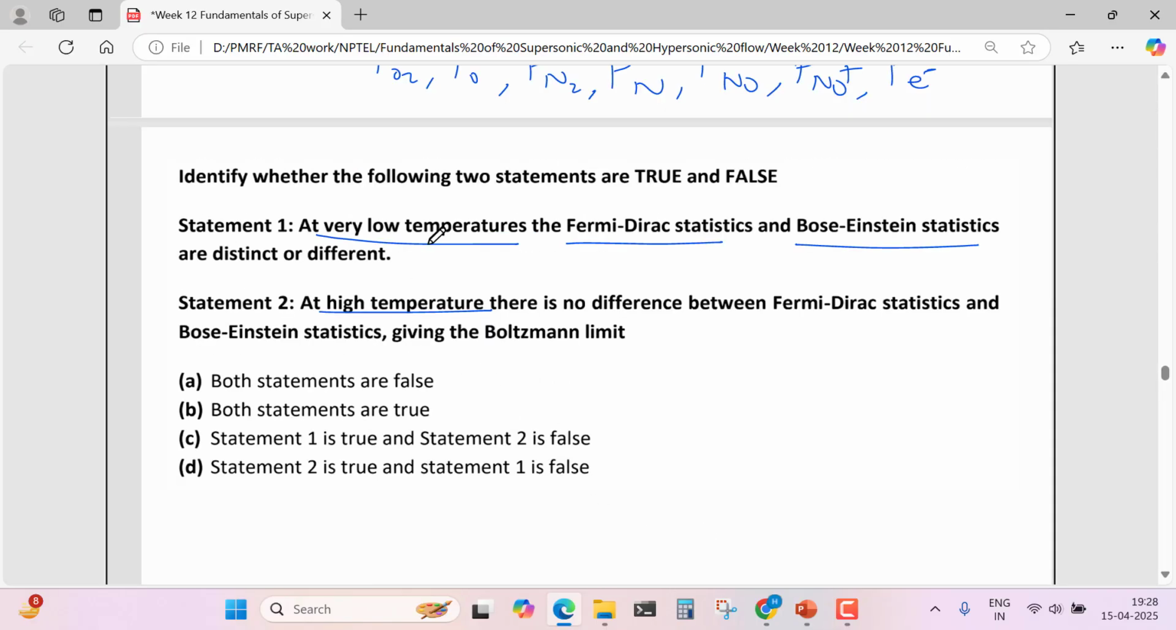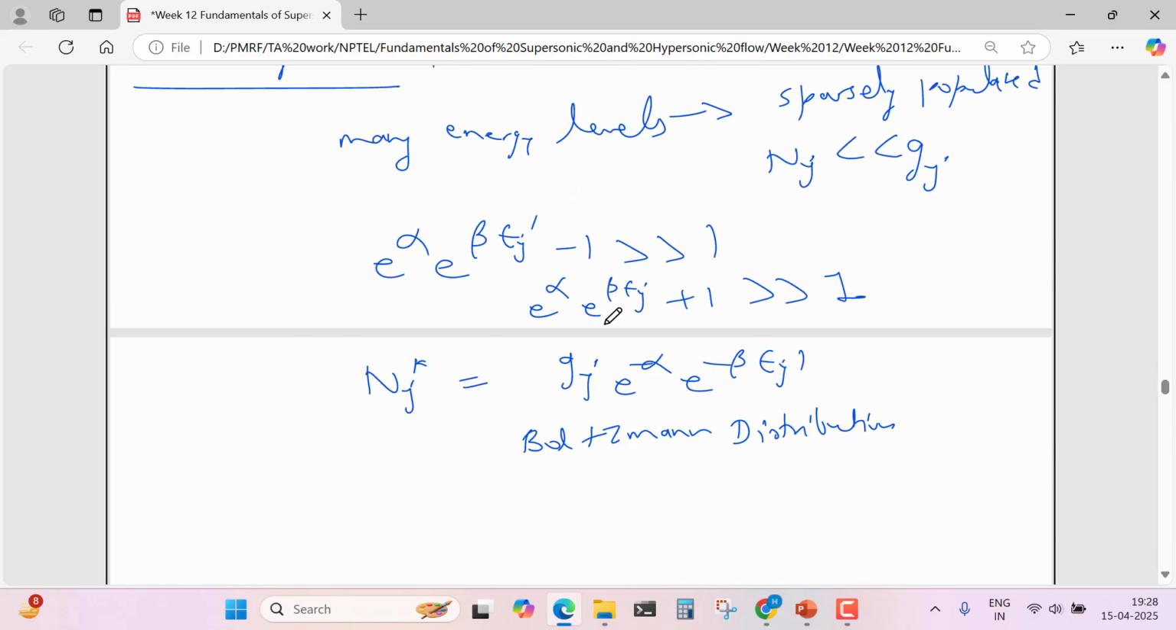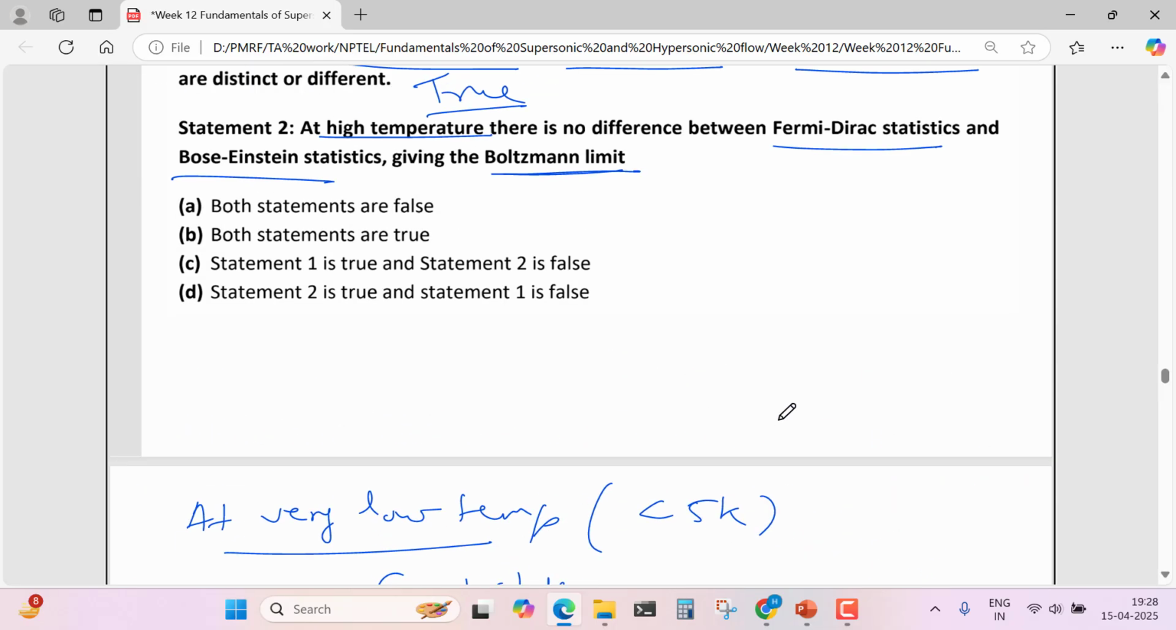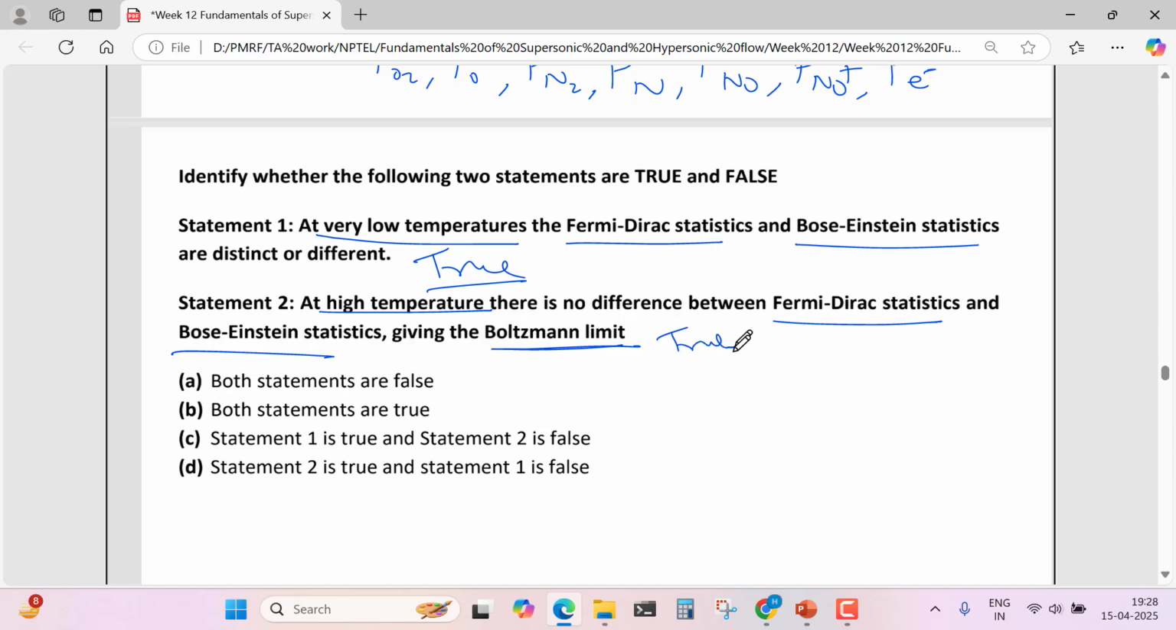So statement 1 says at very low temperature, Fermi-Dirac statistics and Bose-Einstein statistics are distinct or different, which is true, as we already saw. And statement 2 says at high temperature, there is no difference between Fermi-Dirac statistics and Bose-Einstein statistics, given the Boltzmann limit. This is also true, as we saw that at high temperature both converge to a limiting case, called the Boltzmann limit, or this equation is called the Boltzmann distribution. So both statements are true, which is option B.